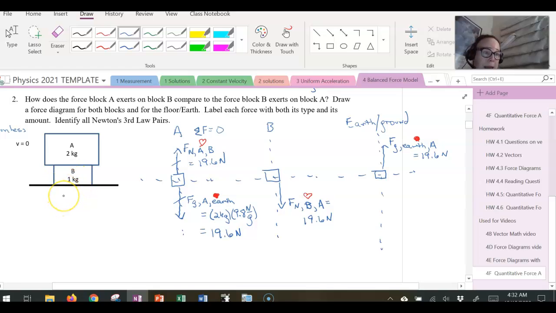Block B has a mass of 1 kilogram, and that means there's a gravitational force on B, which equals 1 times 9.8, which is 9.8 newtons. And the third law pair of that one is that block B is exerting a gravitational force on the Earth in the same amount. So those are third law pairs.